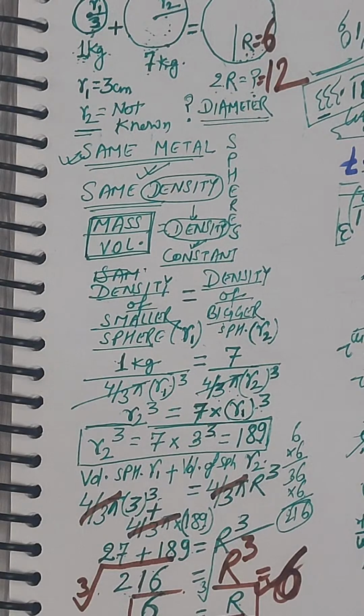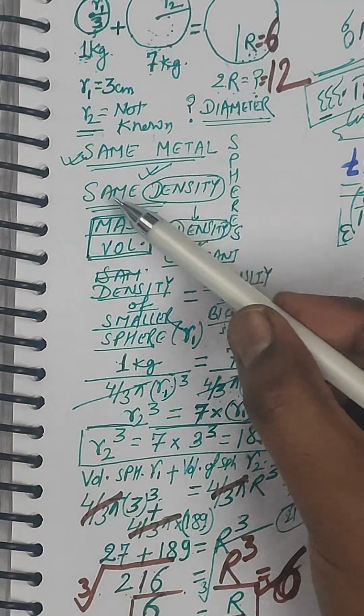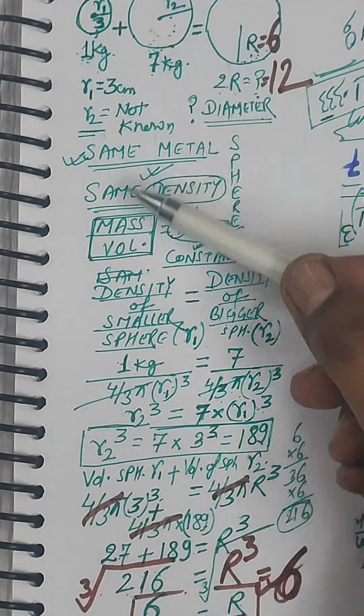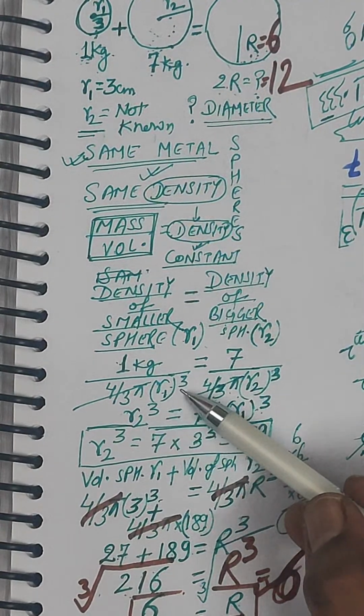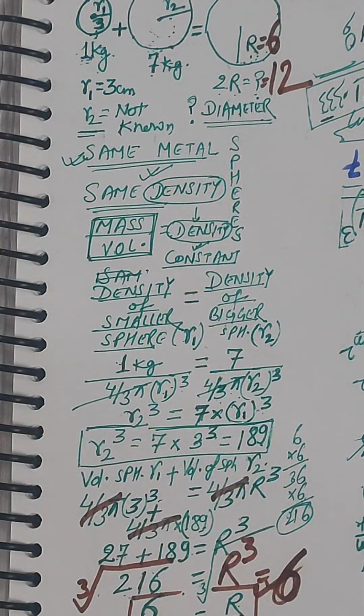So I think you liked today's session, and this question was very good. I selected this question because the concepts of mass, volume, density, radius, diameter, and the volume of a sphere, 4/3 π r³, are all stitched together.